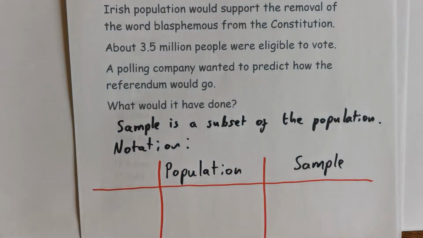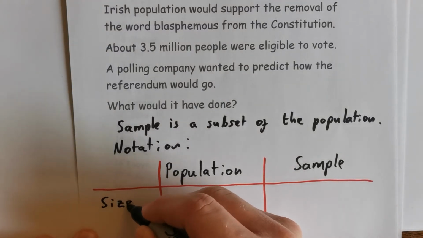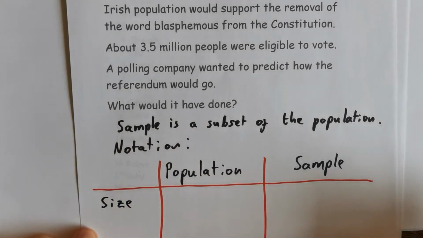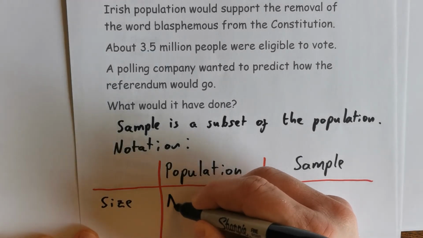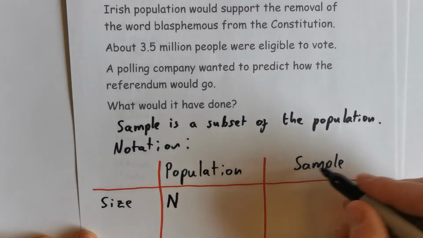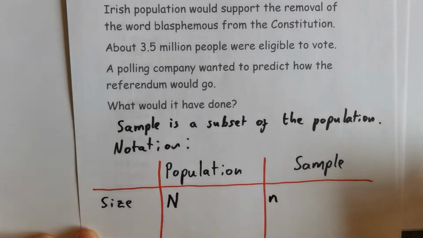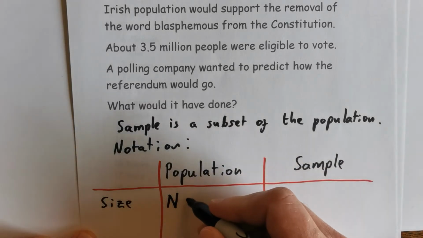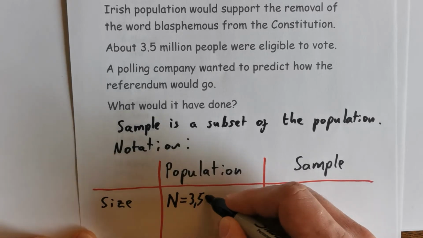The first thing we might talk about is the size of these things. What is the size of the population? Well, the notation we use for a population size is capital N. I suppose N for number, maybe N for the number of people in the population. And the notation we use for the sample, well, sample maybe it's a bit smaller, so we might use lowercase n. So they're the officially recognized symbols for population and sample. In this particular example, the population size is 3.5 million.